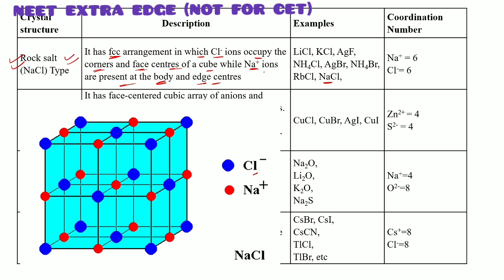What is the coordination number of the rock salt type of structure? Whenever in problems, numericals, you come across the rock salt type of structure, immediately what you have to remember? The coordination number of sodium and chlorine. Sodium coordination number is 6, chlorine coordination number is 6, which means 1 sodium is surrounded by 6 chlorine, 1 chlorine is surrounded by 6 sodium. This is for the rock salt type of structure.